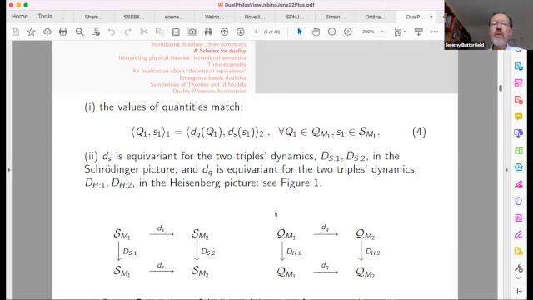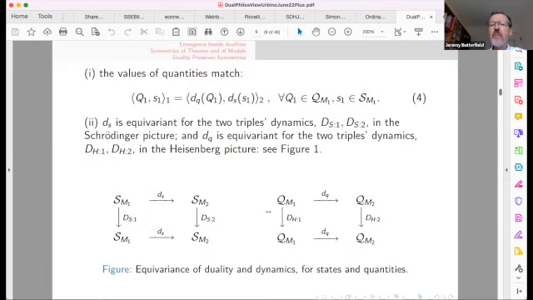Also, these isomorphisms, dq and ds, must respect dynamics. And in elementary quantum theory, we learned that you can think of quantum dynamics in terms of either Schrödinger or Heisenberg. That contrast is easily seen to be valid also for classical mechanics, and what a mathematician would call equivariance of one map with respect to another is shown in this figure.